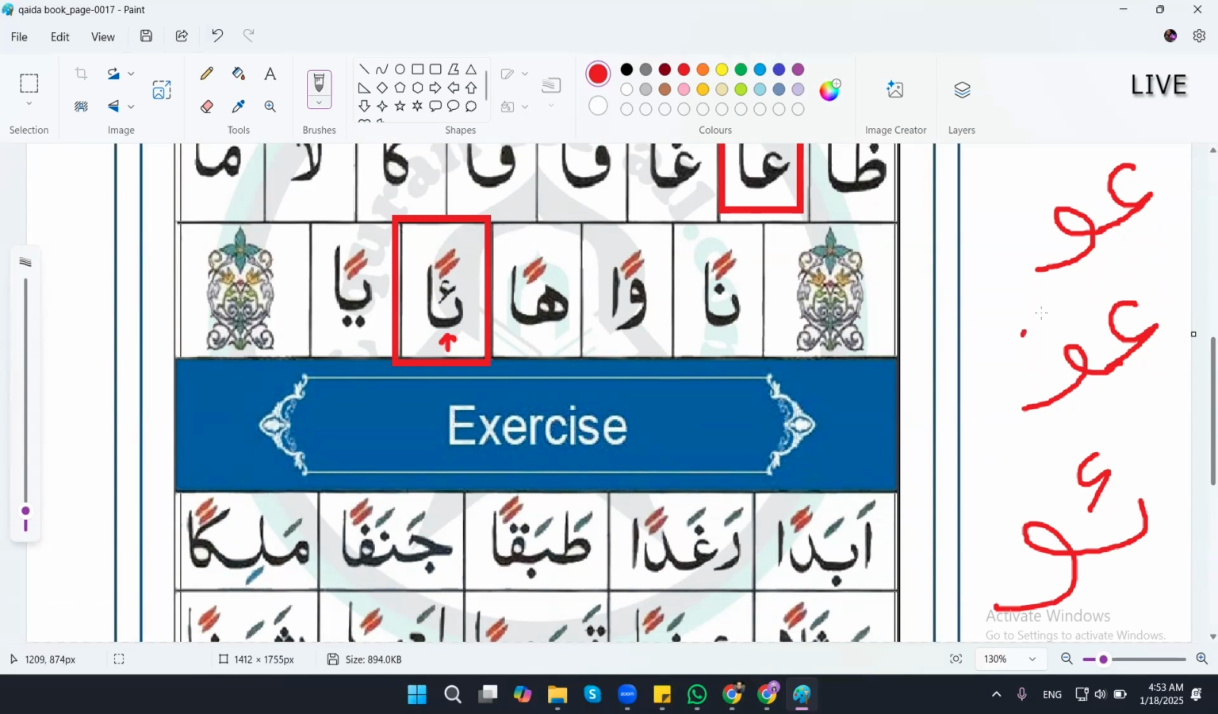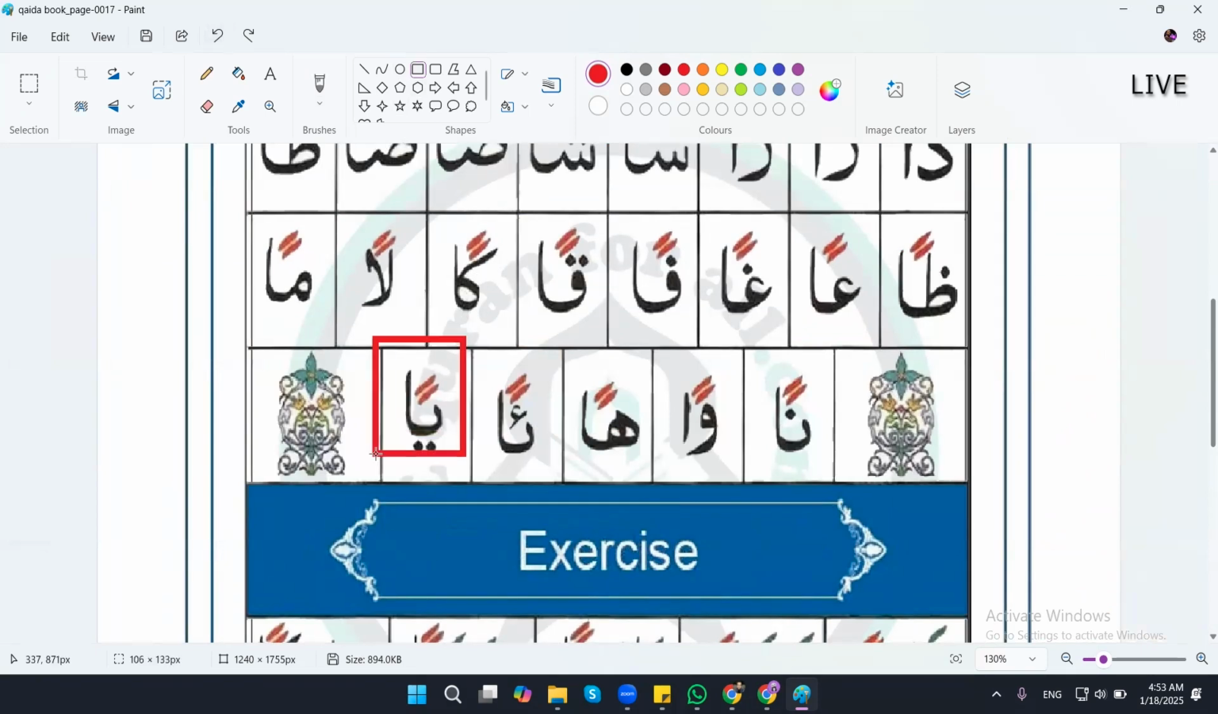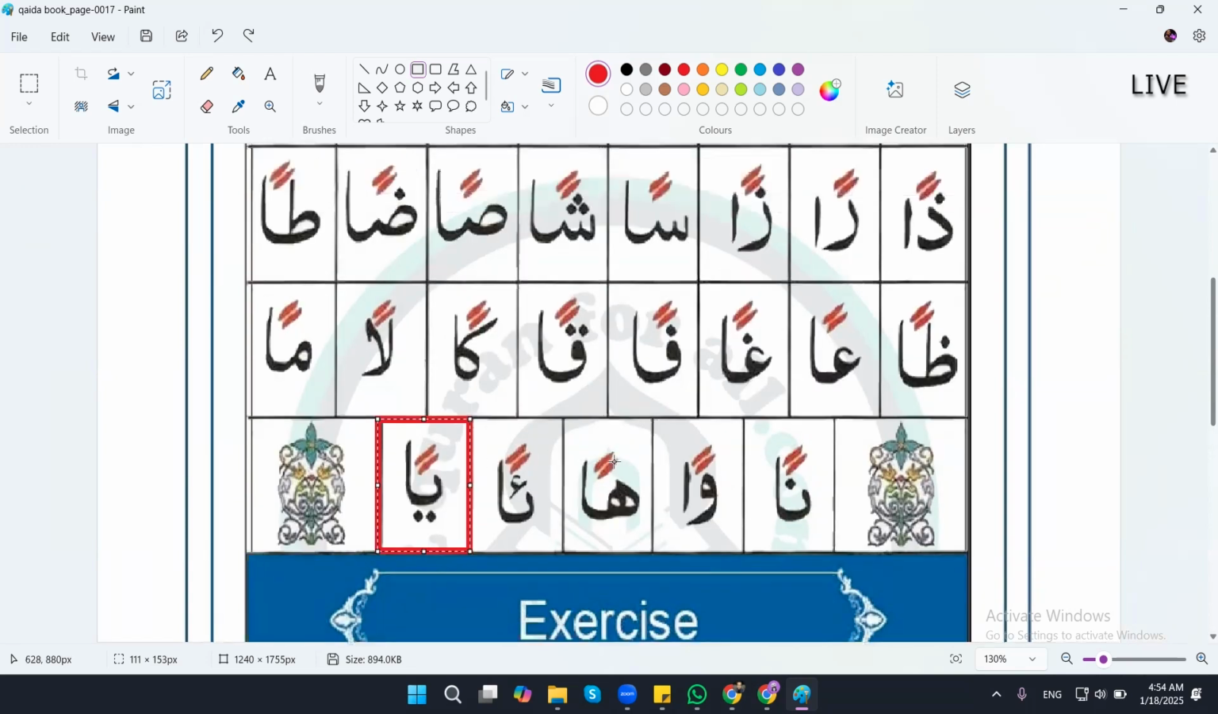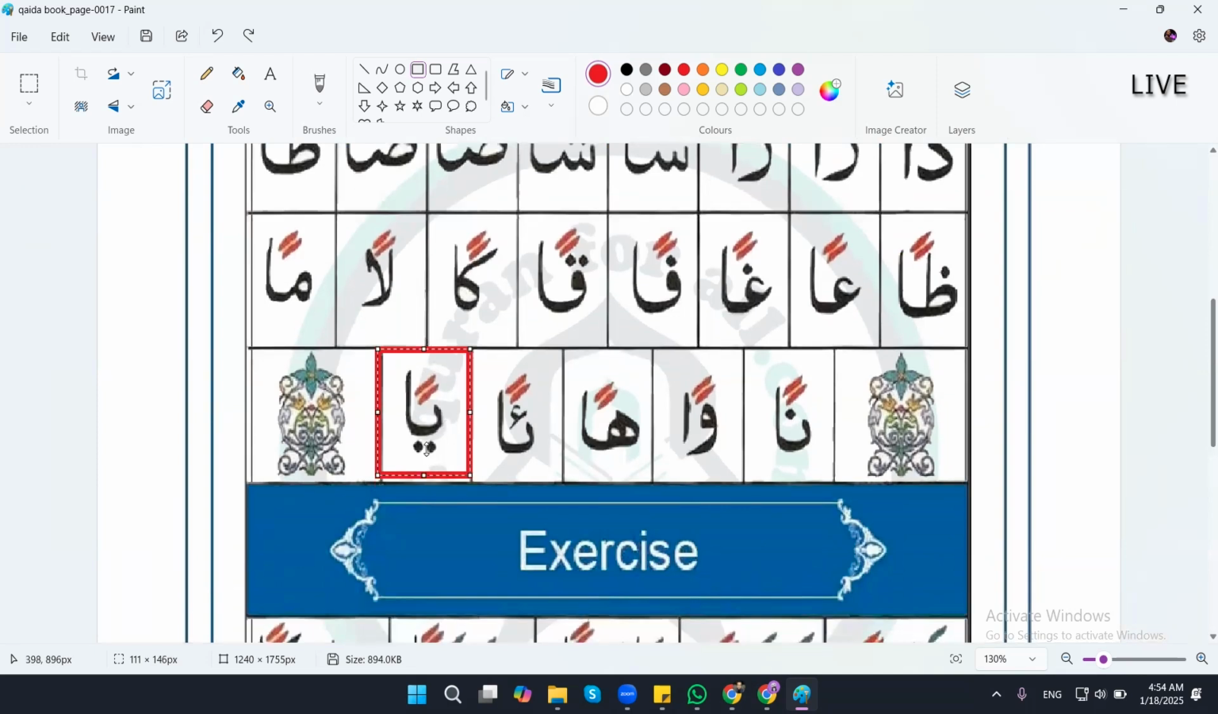I got it. Understood. Okay, we skip this shape because if we chose this shape for Hamza, it would be impossible to recognize whether it is Hamza or Ain. Okay. Understood now. Okay, now read this one. Yeah, come on, read. This is Yan. Exactly. Excellent.